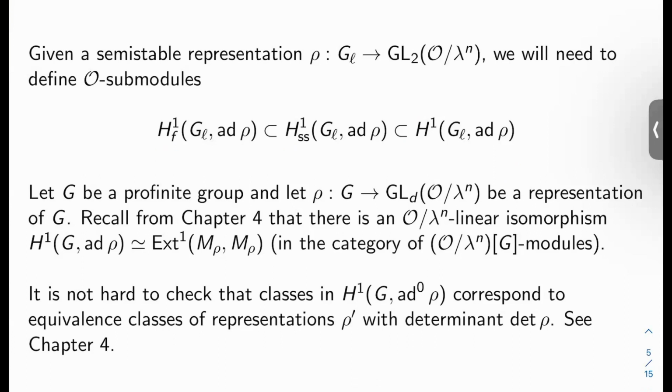Well, let's let G be a profinite group, and we'll let rho from G to GL_d of O mod lambda^n be a representation of G. Recall from chapter 4 of the playlist that there is an O mod lambda^n-linear isomorphism identifying H^1(G, ad rho) with extensions of M_rho by M_rho in the category of O mod lambda^n G-modules. Okay, it's not hard to check that classes in H^1(G, ad^0 rho), so replace ad rho by ad^0 rho, where do those correspond to here? Those correspond to equivalence classes of representations rho prime with determinant det rho. So it's a fixed determinant condition. I think we actually proved this in chapter 4.